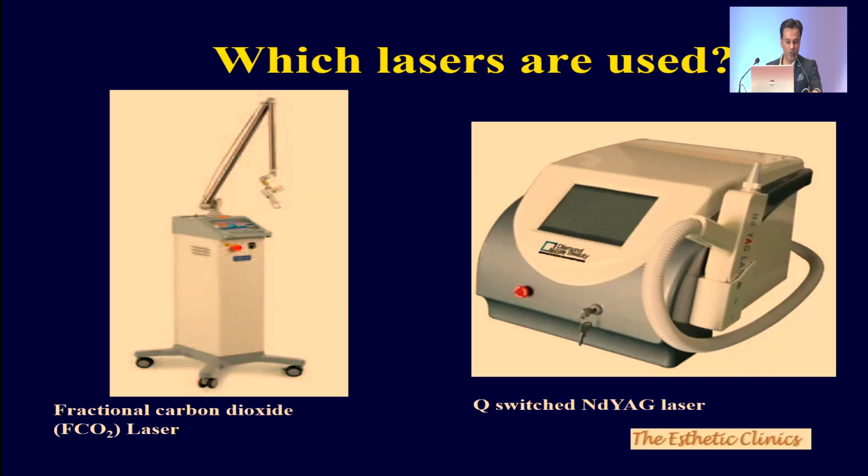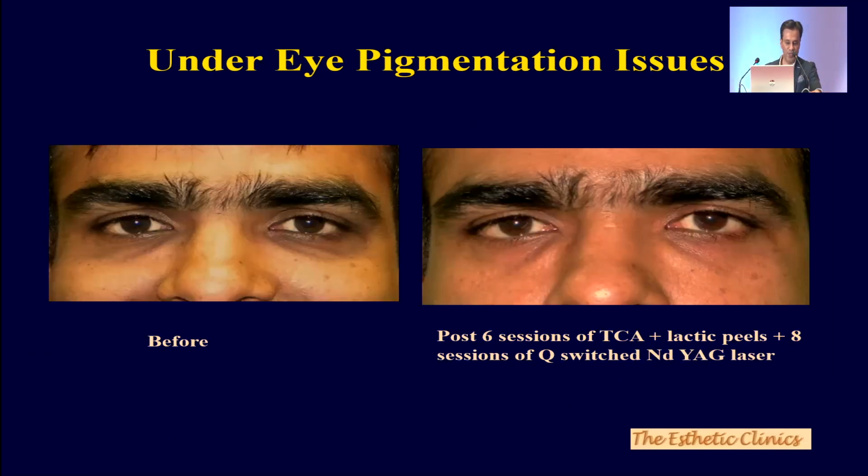Now, which lasers do we use? These are our workhorse lasers, the carbon dioxide laser as well as the Q-switched Nd:YAG. And learning to work with other specialties and collaborating with dermatologists is very important, because unless and until you collaborate with dermatologists, how will you treat a patient like this? For instance, this patient has undergone trichloroacetic acid peels, lactic peels, and 8 sessions of Q-switched Nd:YAG laser.